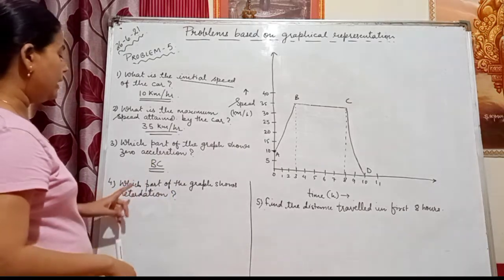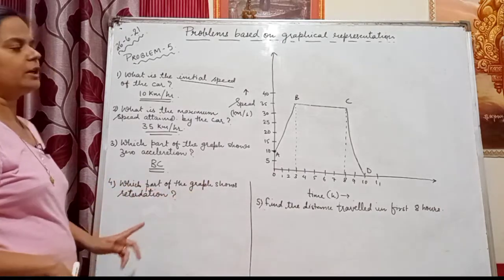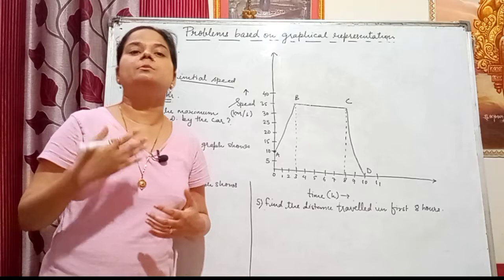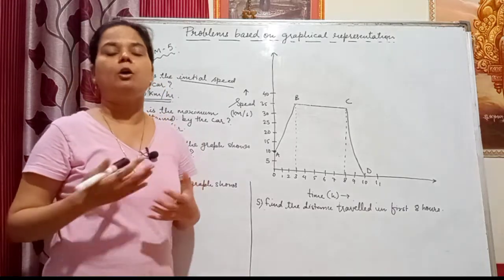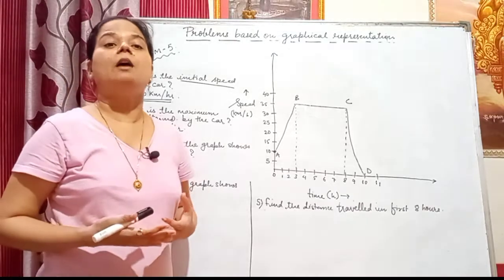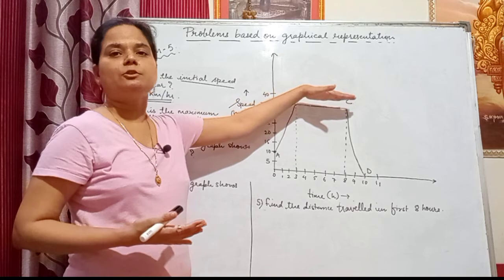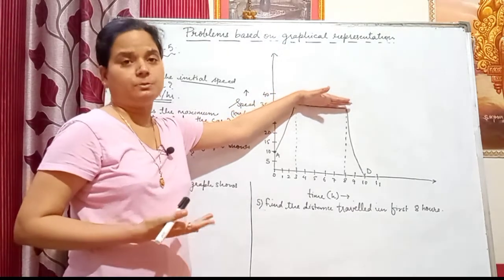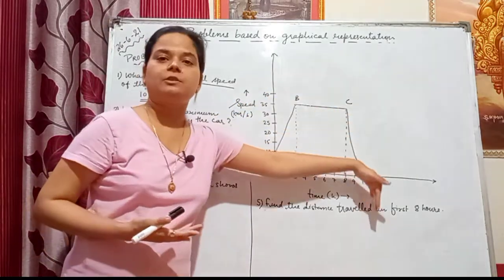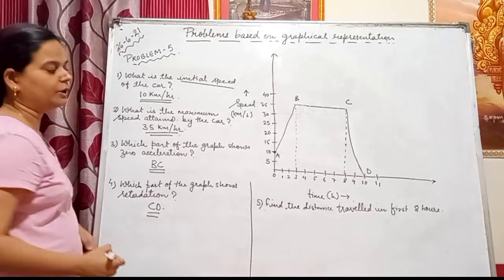And in the fourth part, we have: which part of the graph shows retardation? Retardation means when the speed is decreasing. In a graph, how do we identify that the speed is decreasing? When we find the graph going down. Here the graph is going up. Here the graph is not going up, but it is parallel. Here you can see that the graph is coming down. So CD is the portion where you have retardation.